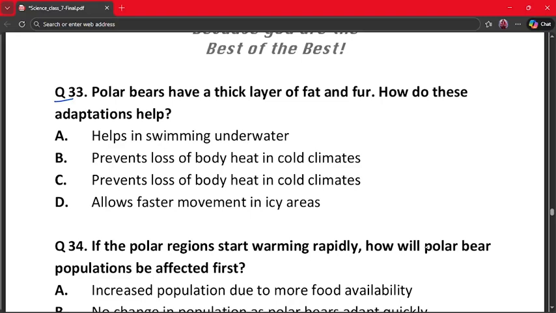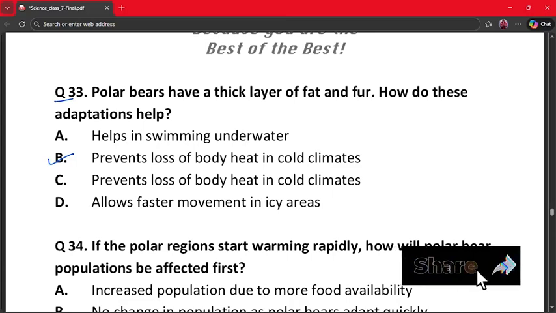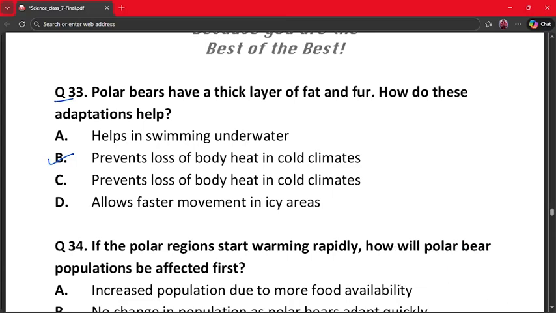So the correct answer is option B. Prevents loss of body heat in cold climates. So thick fur and fat reduces heat loss. They help polar bears survive extreme cold. This is an adaptation to cold climate. So option B is the correct answer.